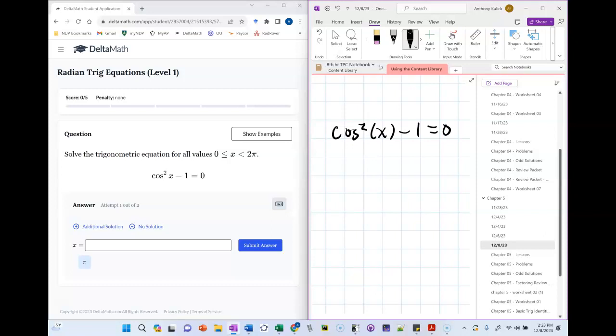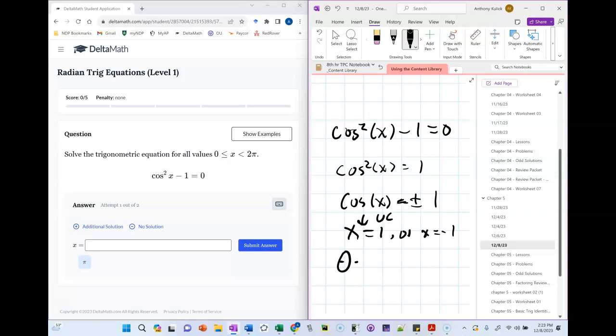So if I wanted to solve this, I'd add 1 to both sides, square root both sides, go to my unit circle and look for x equals 1 or x equals -1. So that's going to happen at 0, and then at pi. And notice here, x is strictly less than 2 pi, so we are not going to count 2 pi this time like we did in the example before.